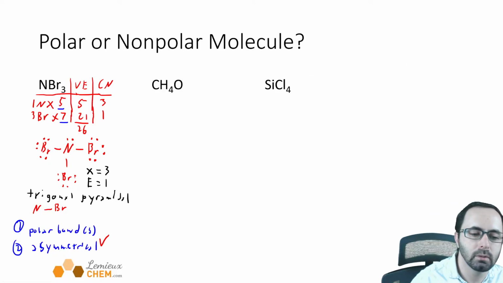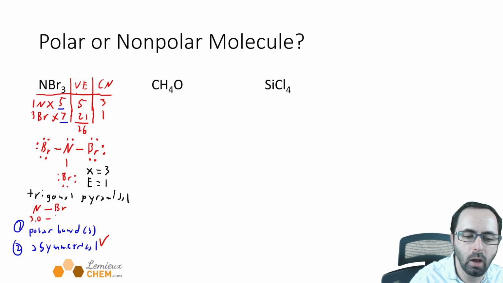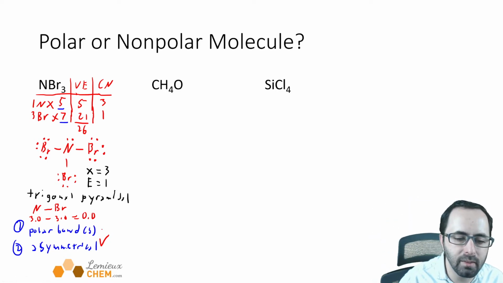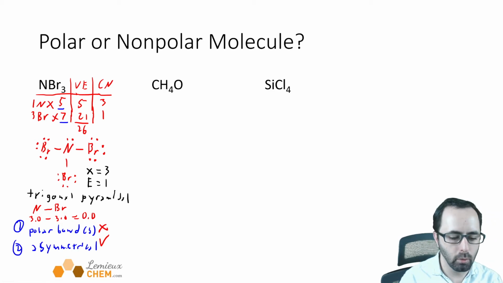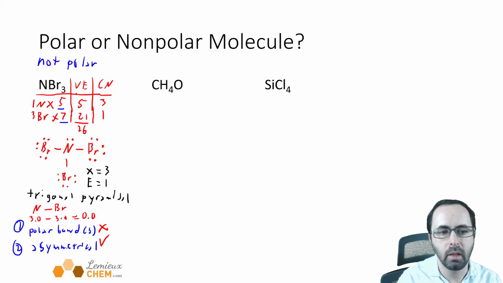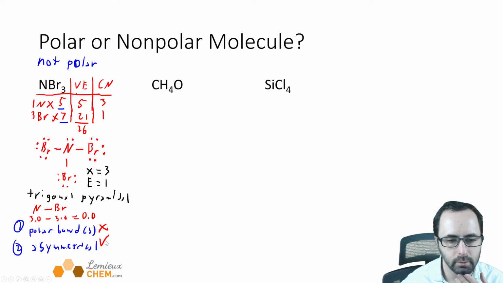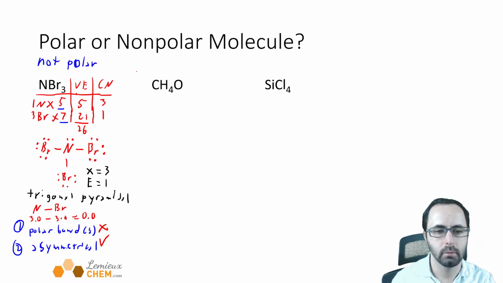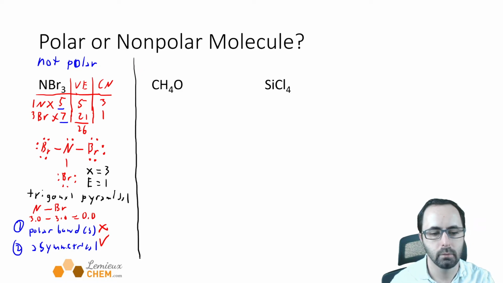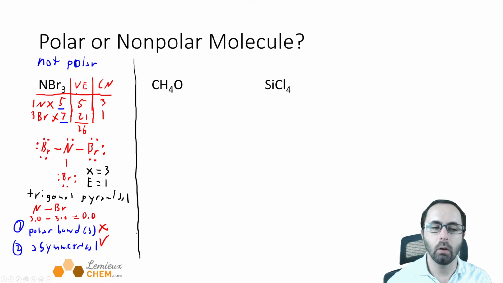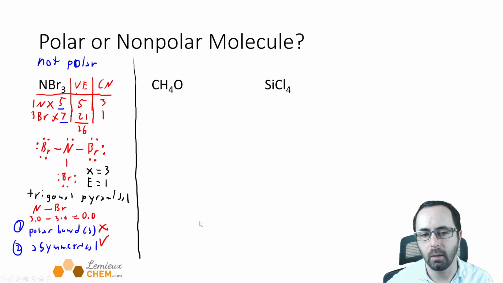So 3.0 for nitrogen, minus 3.0 for bromine, that is 0.0. These bonds are completely non-polar, so we don't meet the first condition. So this molecule overall is not polar, because although it's asymmetrical, it doesn't have any polar bonds. Remember, we have to meet both conditions. We have to at least have one polar bond, and also the molecule must be asymmetrical. So although this molecule was asymmetrical, it was not polar because it didn't have any polar bonds.